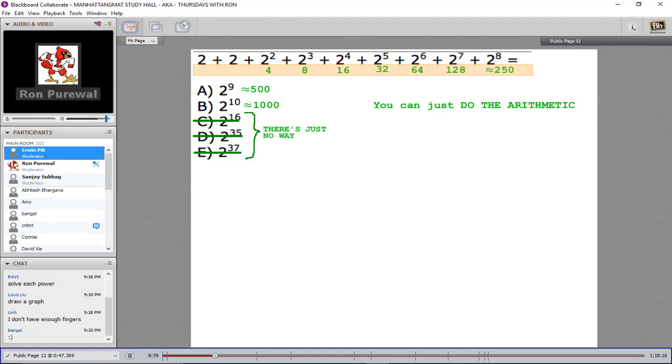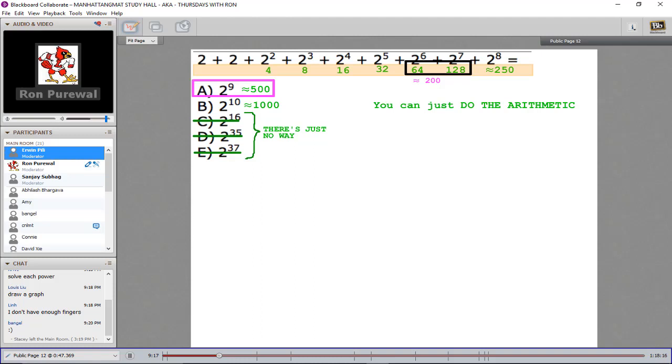So we can just approximate this stuff, right? These first few terms are so small that they almost don't even matter. So like 250 approximately plus 1, these two terms right here are about another 200. And then the rest of these are really small numbers. So about 250 plus about 200 plus a bunch of small numbers. That's definitely not going to be anywhere close to 1,000. So we're done.